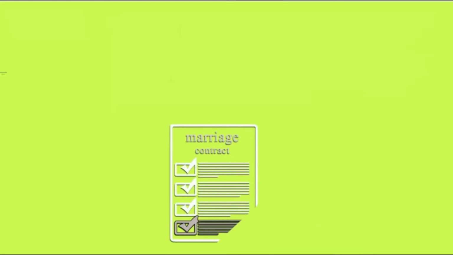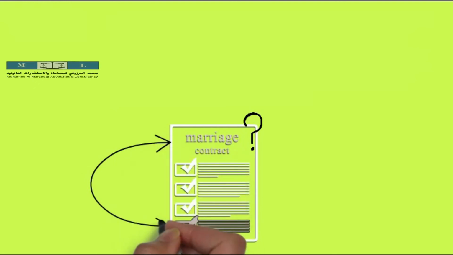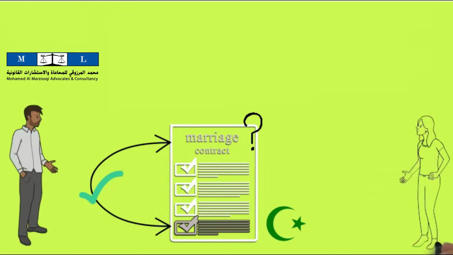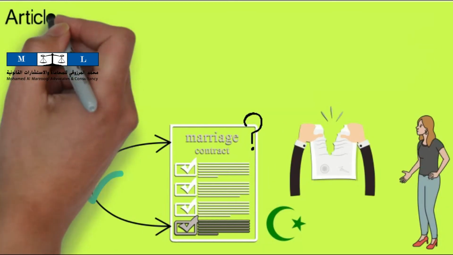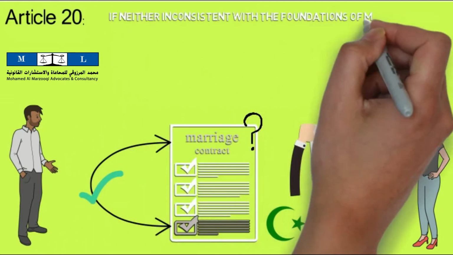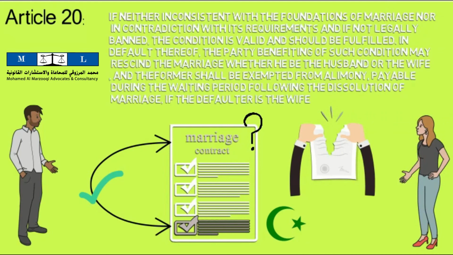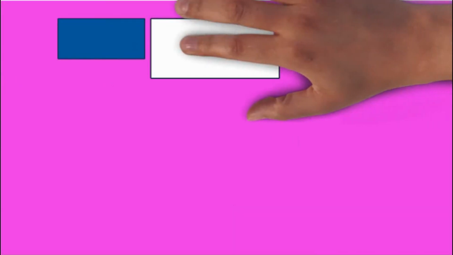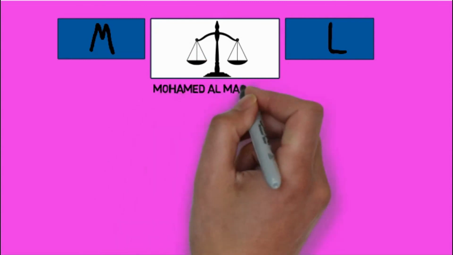It should be noted that when breaching the condition that is not inconsistent with the foundation of marriage, nor in contradiction with its requirements, nor legally banned, the party benefiting from the condition can rescind the marriage. If neither inconsistent with the foundations of the marriage, nor in contradiction with its requirements, and if not legally banned, the condition is valid and should be fulfilled. In default thereof, the party benefiting from such condition may rescind the marriage, whether he be the husband or the wife, and the former shall be exempt from alimony payable during the waiting period following the dissolution of marriage if the defaulter is the wife.